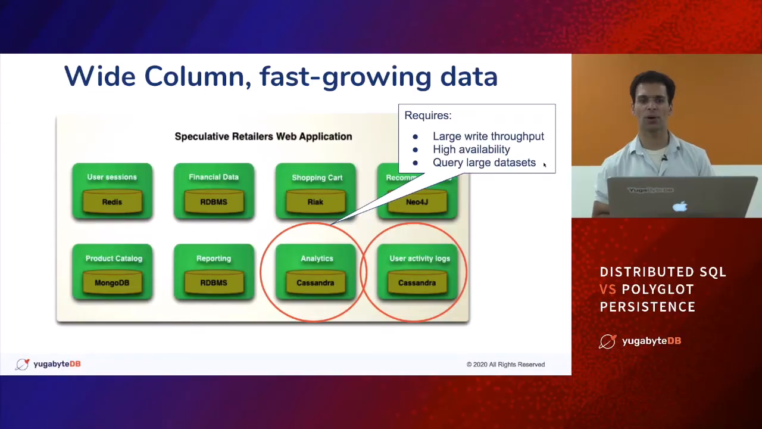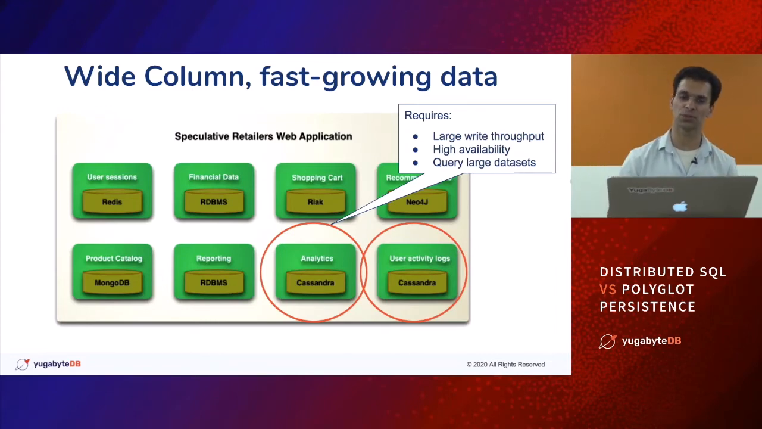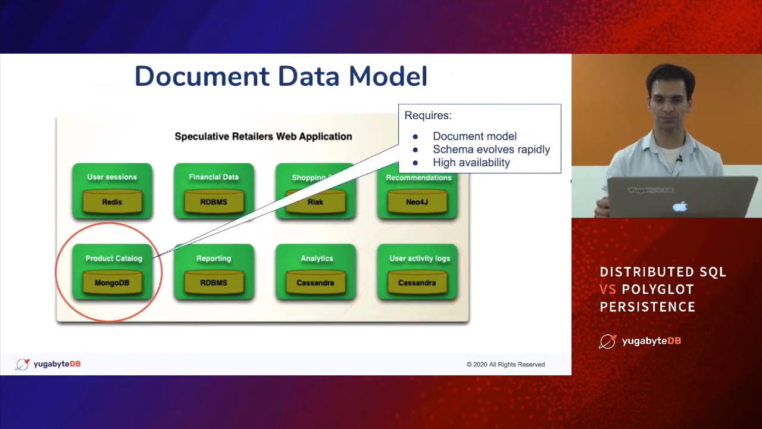The second one is the white column, fast-growing data sets. Now, these are in traditional NoSQL databases like Apache Cassandra. This is your fast-growing user analytics and user activity logs. You typically require high write throughput, high availability, the ability to query and handle large data sets, right? Like that's really some of the core requirements of this use case.